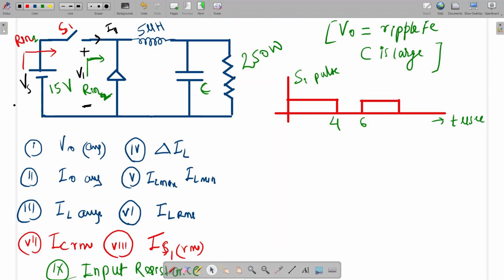Here, all these things we have to calculate, one by one. First, what will be the average voltage? This is the switching pulse for the switch S1. One cycle is 6 microsecond, and the on time is 4 microsecond. So can anyone tell what will be the output voltage here? It's very simple.